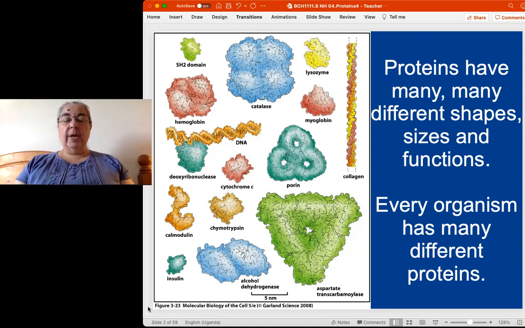So, how does a protein go from having a structure, a shape that we know about? How does having that shape allow the protein to carry out its function? Well, that's what we're going to be talking about today.